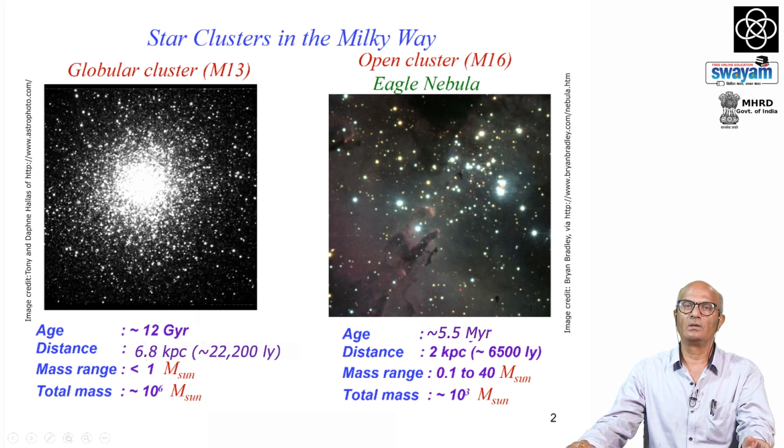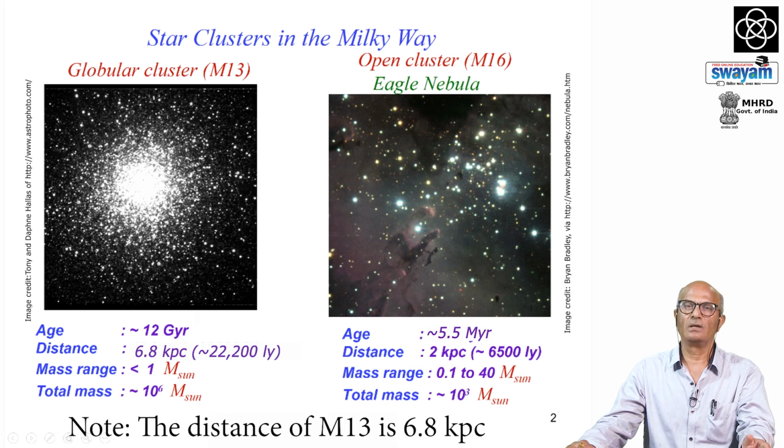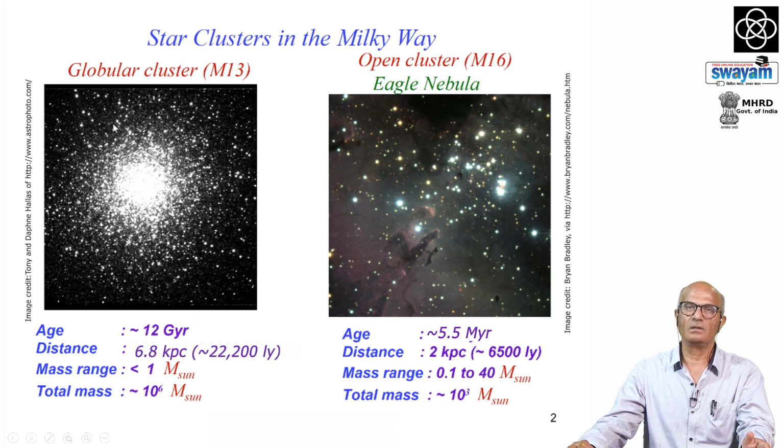It is located in our galaxy at a distance of about 10 kpc, and stars which are members of this cluster have mass less than 1 solar mass, but the number is so large, in fact several millions, that if we talk about the total mass of the cluster, then it is of the order of 10 to the power 6 solar mass. And you know what is the value of 1 solar mass.